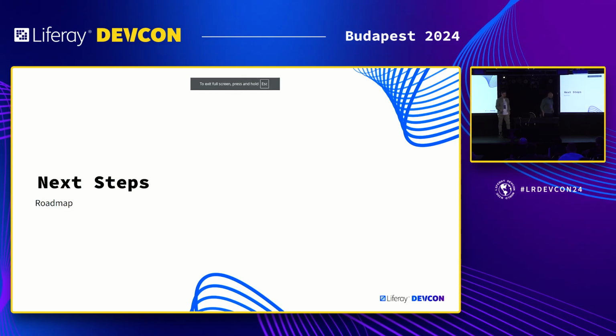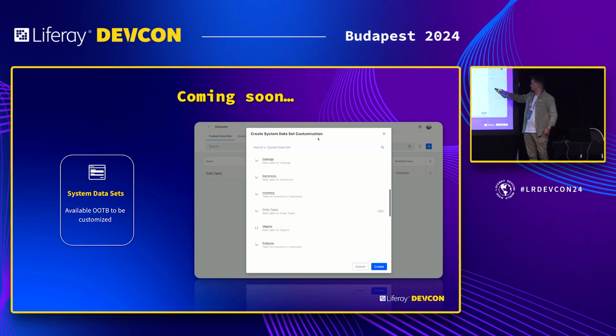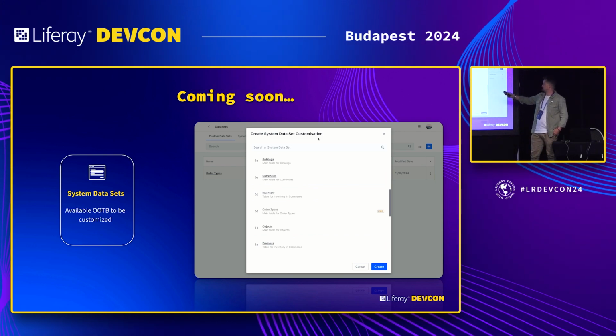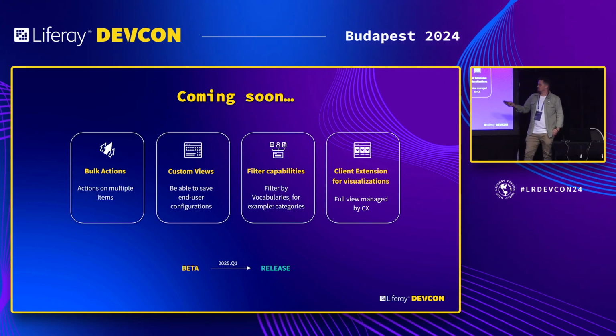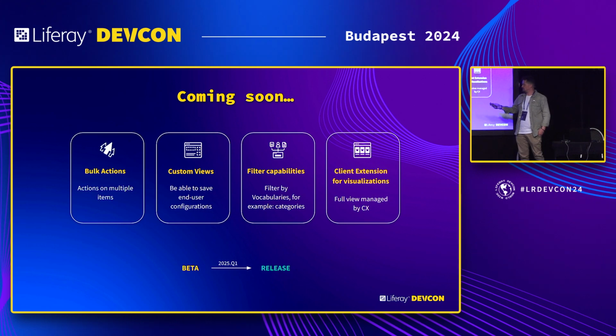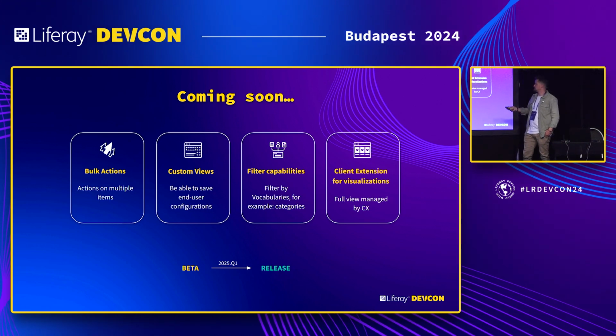So we just presented the system dataset. This is just a mock-up of our design to create new system datasets. And then other things that are coming are bulk actions. As we saw, there were creation actions and item actions, and these are to action on multiple items at the same time.